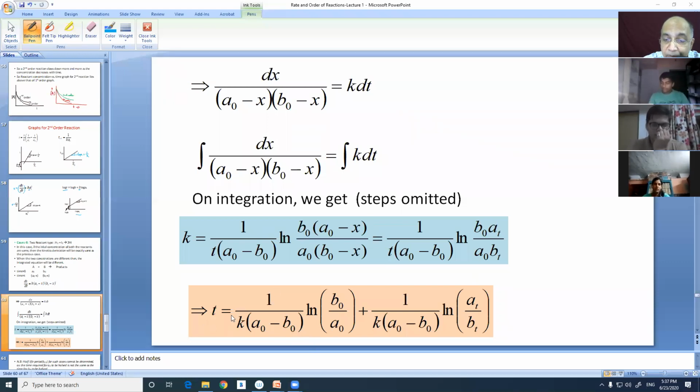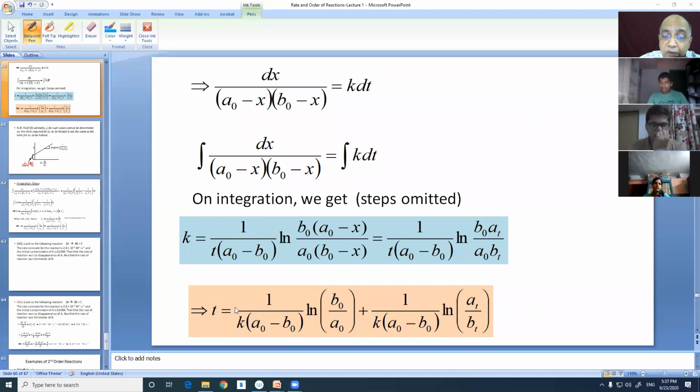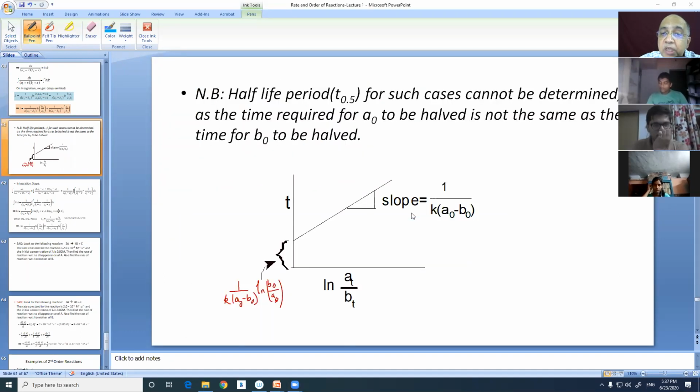So if you draw a graph of t versus ln At by Bt, you will get a straight line with a slope equal to 1 by k(A0 minus B0), and the intercept will be the entire constant, this quantity. So that I have done.